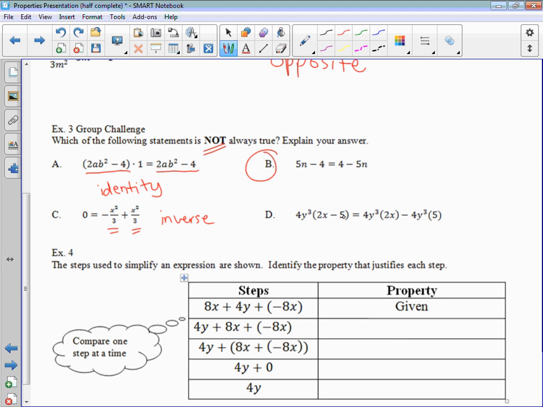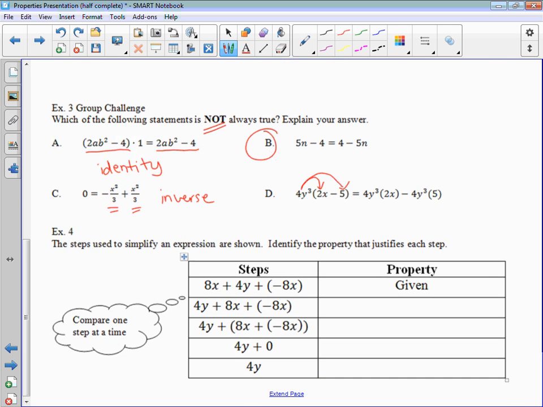This one's ugly. Yeah, D is ugly. Can you see what property that is? Yeah, it's a distributive property. Look, we got a group. We have somebody multiplying the group. So, can you see how they just distributed? Right? Here's the 4y cubed, there, and there. We distribute the 4y cubed. Okay? So that's why those are true. All right.